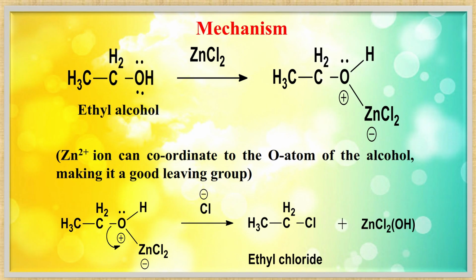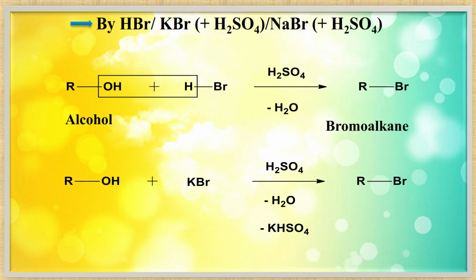Next one, students, you see this one. This is by using HBr. You can use HBr or you can use KBr with H2SO4, you can use NaBr with H2SO4, no problem. Same thing happens. The OH group is removed, bromine comes in, and you get bromoalkane. So, ROH plus HBr, you get RBr, and you also get byproducts. If you are using KBr, the byproduct is KHSO4 and water.